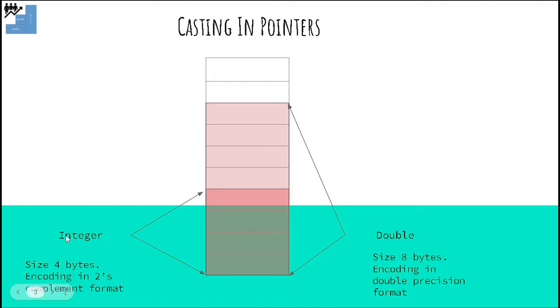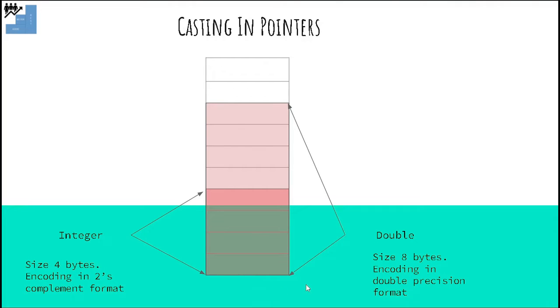So the integer pointer would have accessed 4 bytes starting from the base address and interpreted the data in 2's complement format, because integer data is saved in 2's complement format. So the integer pointer will comprehend the data in 2's complement format.